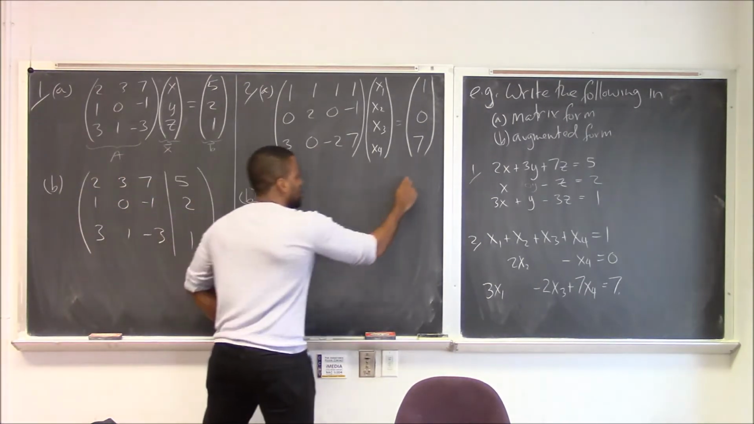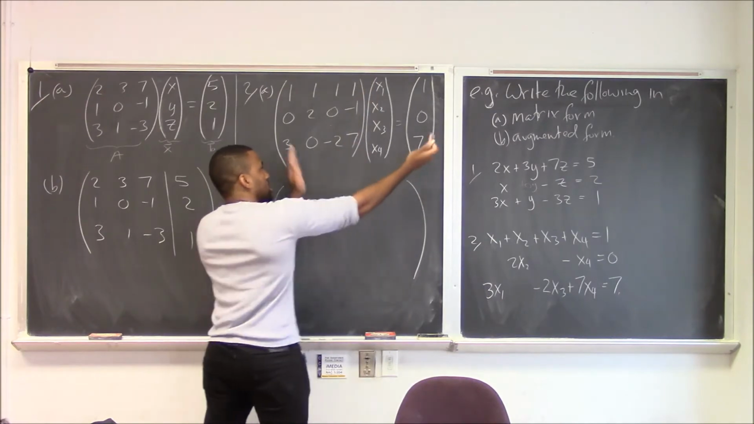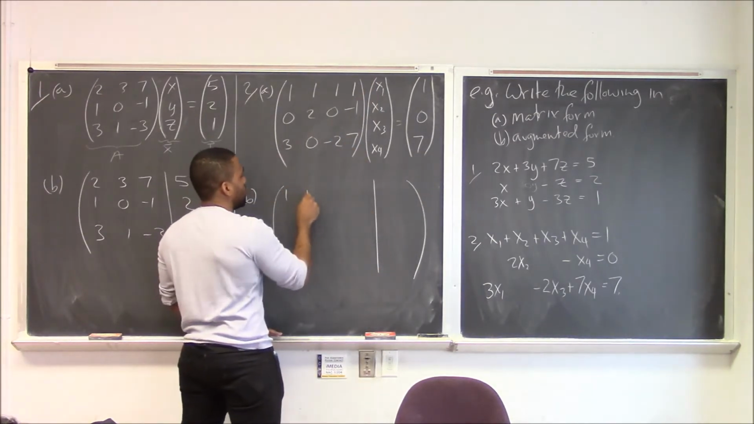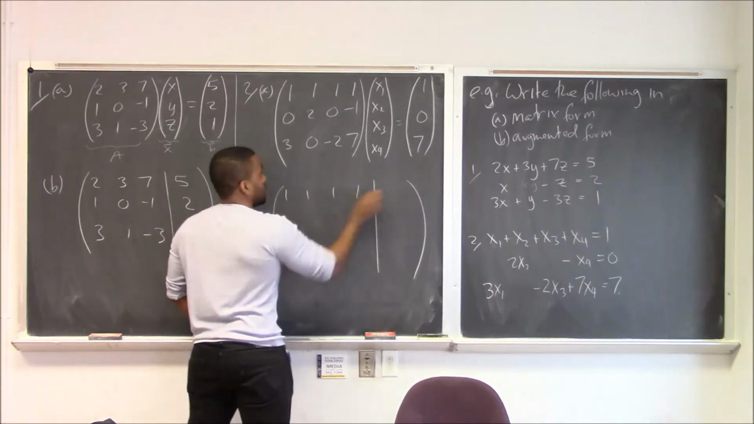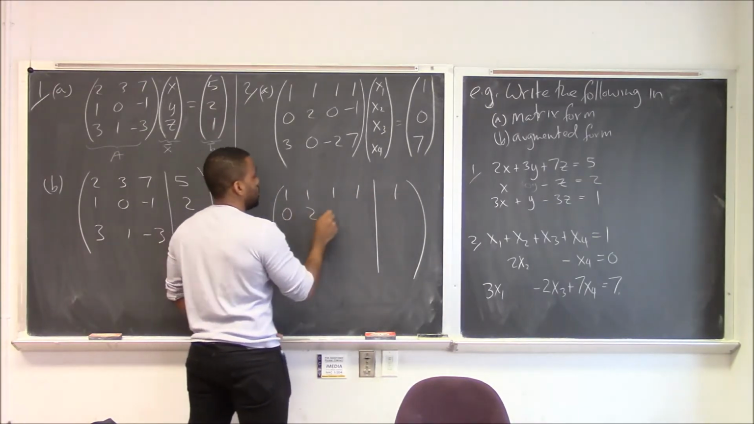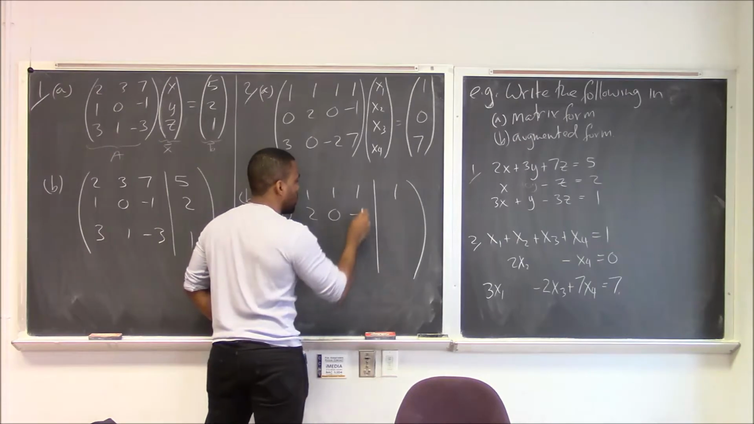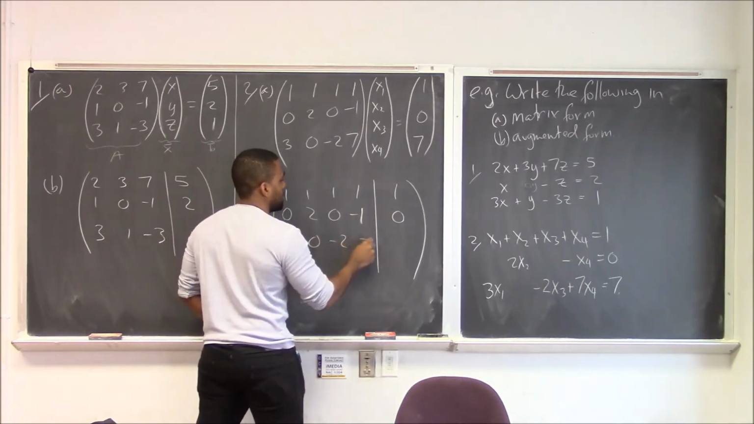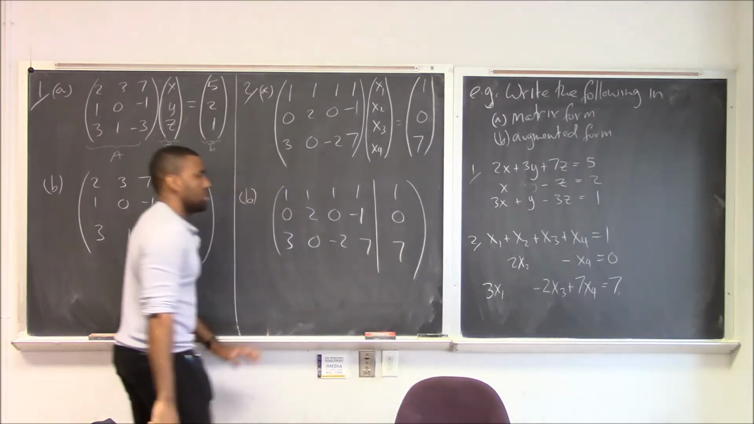Of course, in augmented form, essentially you just want to ignore this and stitch these two together. You say you've augmented them when you do that. So it's 1, 1, 1, 1, 1, 0, 2, 0, minus 1, 0, and 3, 0, minus 2, 7, 7.